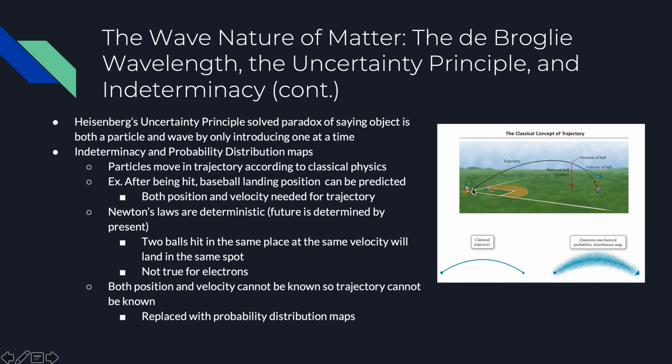And two balls, which are hit in the same place with the exact same velocity, will land in the same spot. However, this is not true for electrons, as both position and velocity of an electron cannot be known. So therefore, the trajectory cannot be known. And this is replaced with the probability distribution map, which tells you a probability of where the electron will be. Whereas a ball, you know exactly where it's going to be.